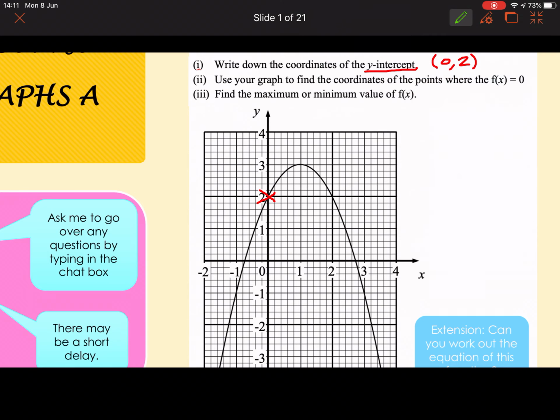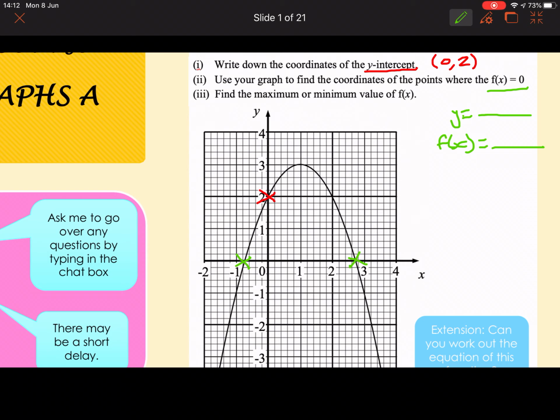Okay, the next question. Use your graph to find the coordinates of the points where f of x equals 0. So written slightly differently here, f of x is the function and can generally be replaced with y, because often we have an equation like y equals something, and sometimes it can be written as f of x equals something. So y and f of x tend to mean the same thing. So here we're looking at where y equals 0. So that's the height being 0, and that is these 2 points on my curve, here and here.